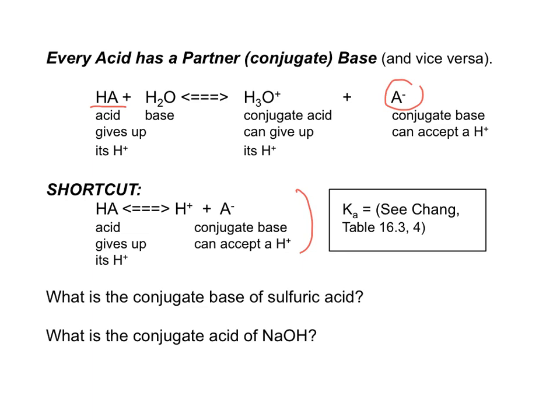And let's practice writing conjugate acids and bases. So answer these two questions. So when sulfuric acid loses the proton, it forms HSO4-, its conjugate base. When the base OH- accepts a proton, it forms its conjugate acid H2O.